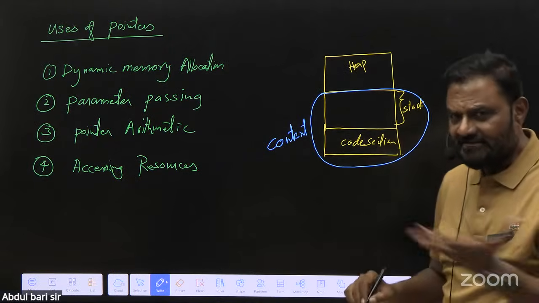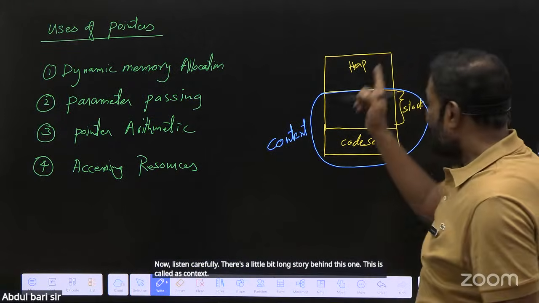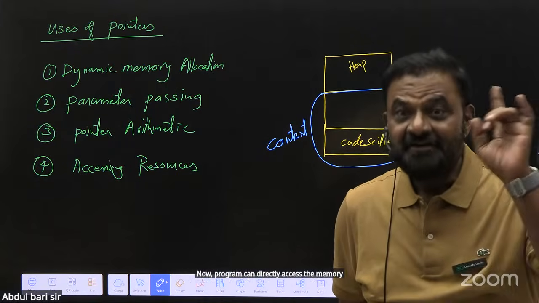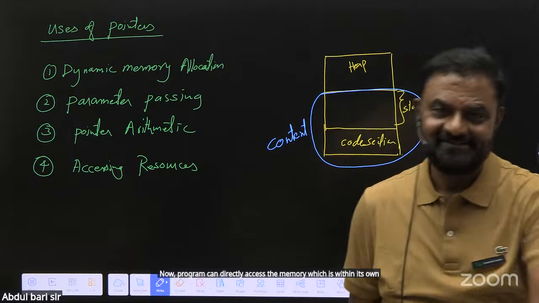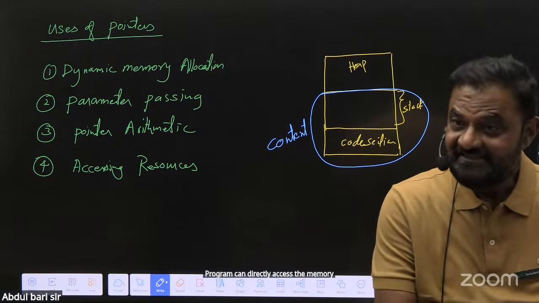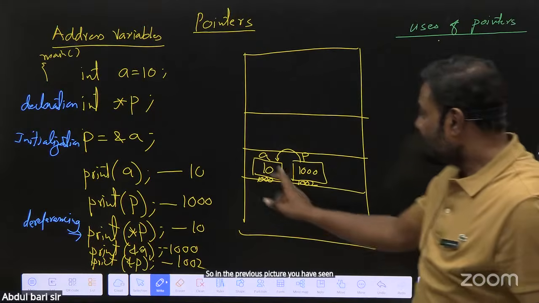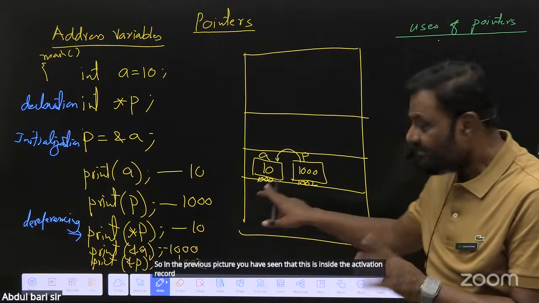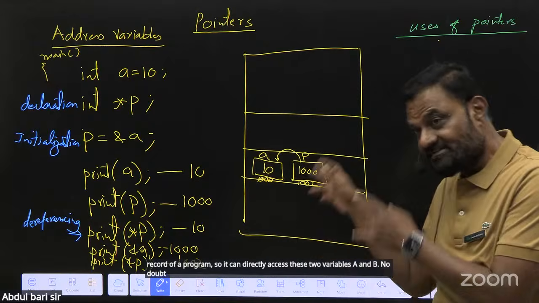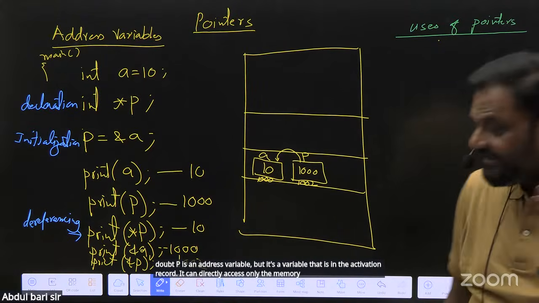Now listen carefully. There's a little bit of a long story behind this one. This is called context. Now, a program can directly access the memory which is within its own context. Program can directly access the memory which is there in its own context. So in the previous picture, you have seen that this is inside the activation record of a program. So it can directly access these two variables, A and P. No doubt P is an address variable, but it's a variable that is in the activation record. It can directly access only the memory which is present inside.